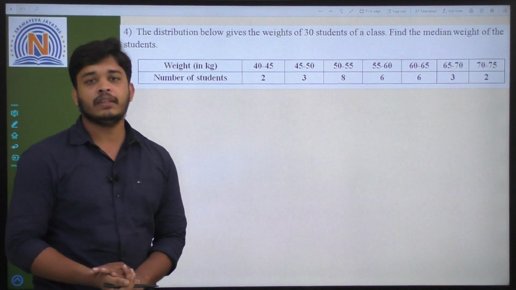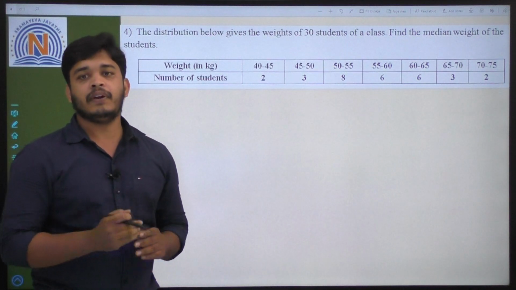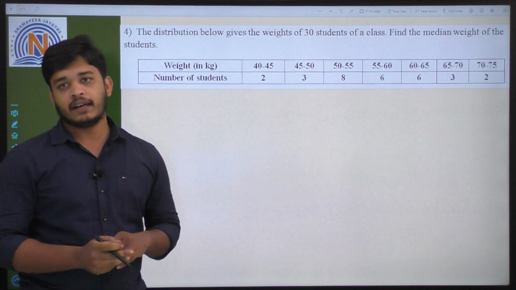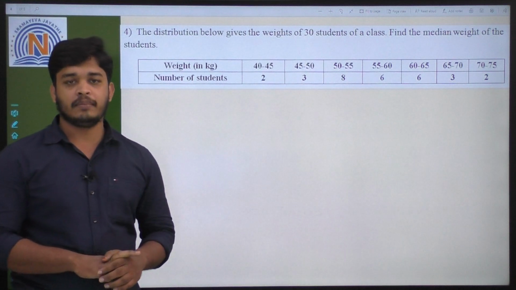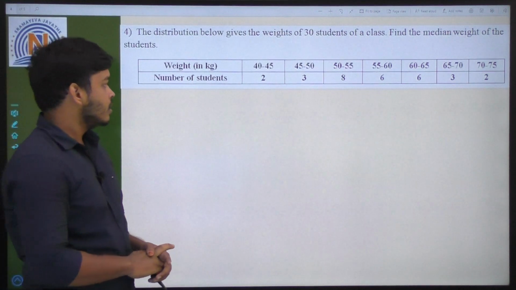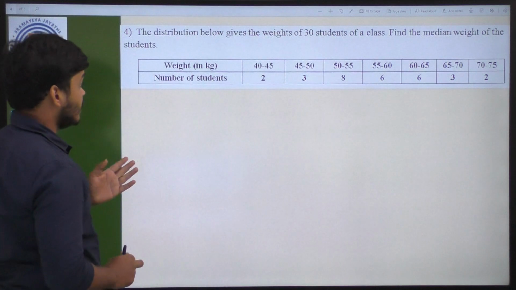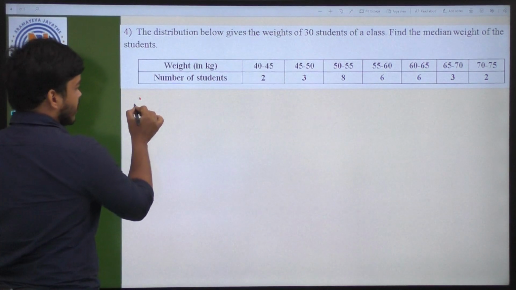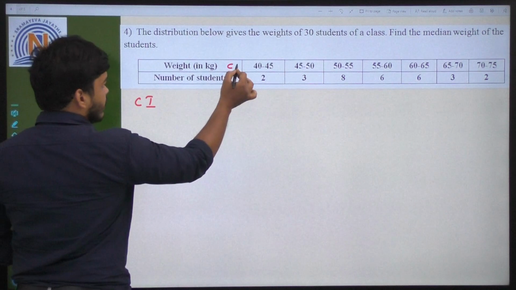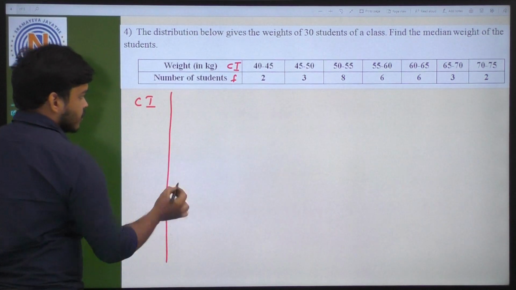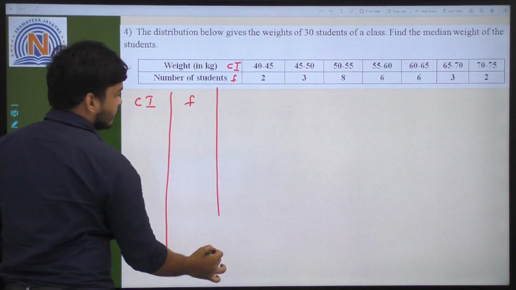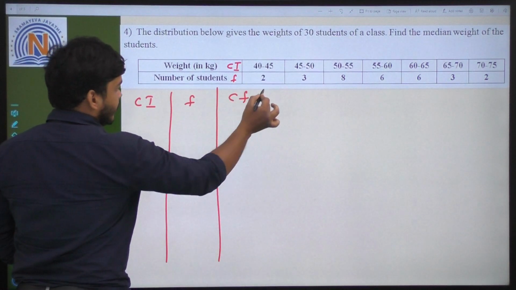Here some data is given. The distribution below gives the weights of 30 students of a class. Find the median weight of the students. See here, children, the weight I am taking as the class interval. This is the class interval, weight in kgs. Number of students I am taking as frequency, F. And the next one is cumulative frequency.